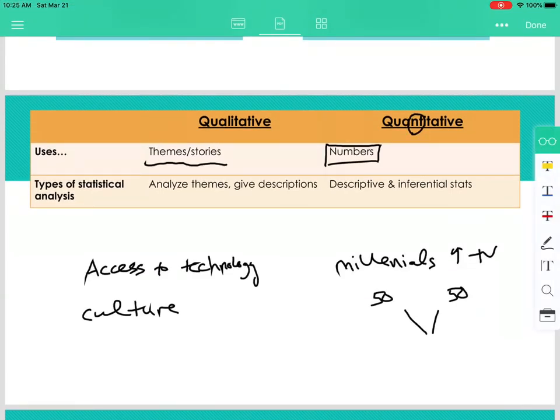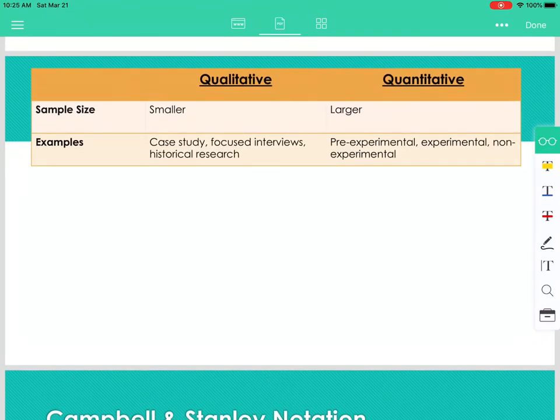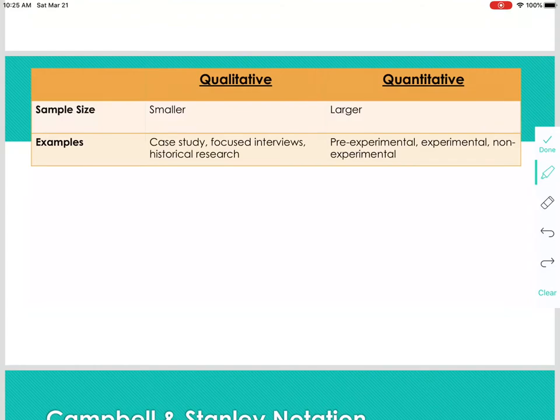All right, okay. Other differences. In qualitative, we tend to have smaller sample sizes. If you think about qualitative, you might be doing things like focused interviews. If I really want to create themes in inductive, I've got to ask a lot of questions, and that takes time, and therefore you tend to have a smaller sample size.